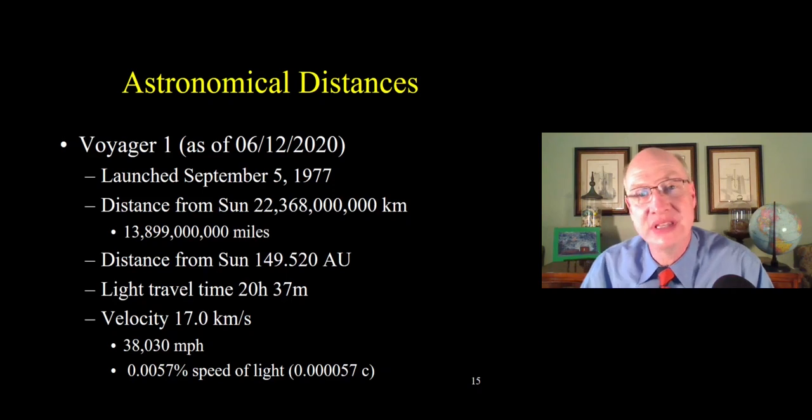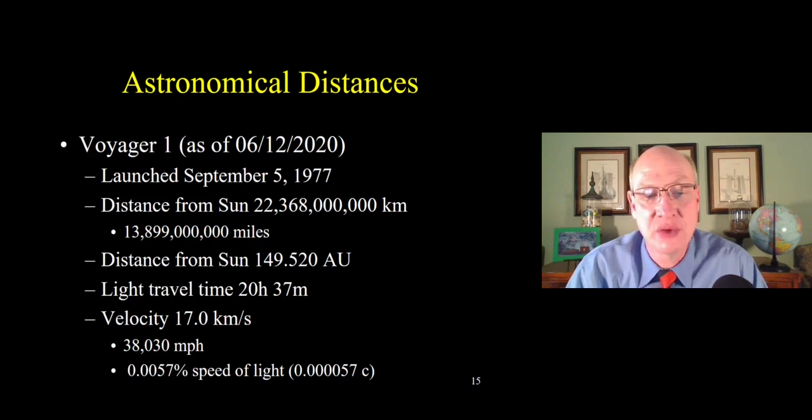Voyager 1 right now is leaving our solar system. It's traveling about 17,000 kilometers per second. That's about 38,000 miles per hour. It is also the fastest spacecraft we have right now that is leaving the solar system. And the fastest spacecraft we have right now that's leaving the solar system is traveling at 0.0057% the speed of light. That is 0.000057 times c, or the speed of light.